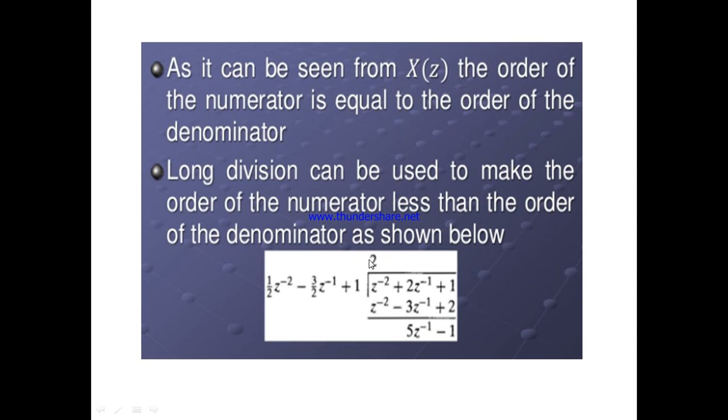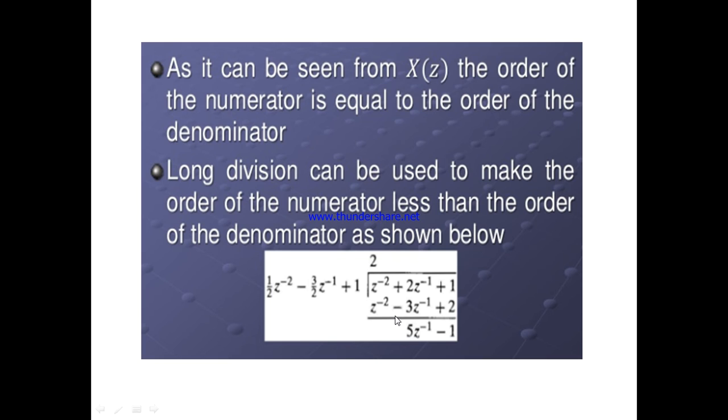So we are writing 2 here. Then only we can get z power minus 2 in this place. So multiplying 2 with 1 by 2 into z power minus 2 means the answer will be z power minus 2. Next 2 into 3 by 2 into z power minus 1 means we will get minus 3 into z power minus 1. Again 2 into 1 plus 2. So finally we will subtract z power minus 2 here, minus z power minus 2 means this term cancels.